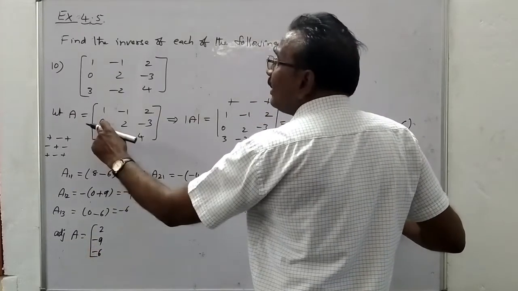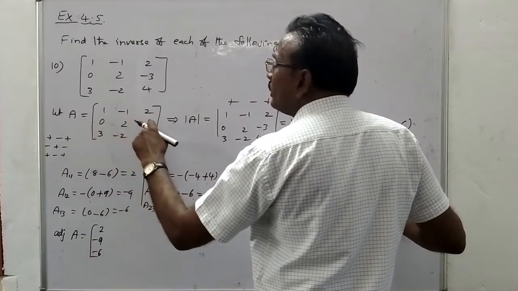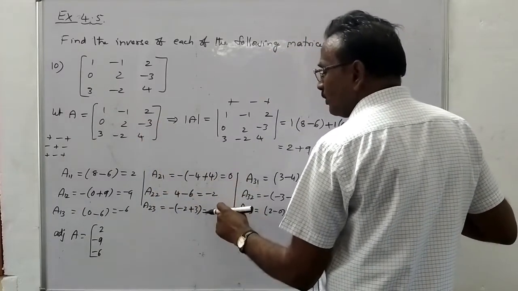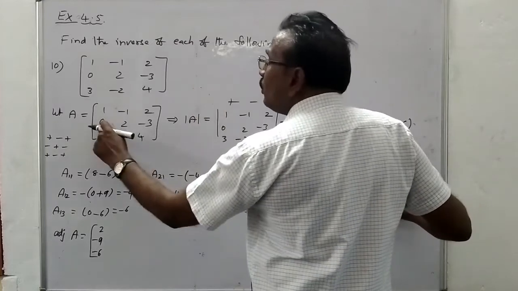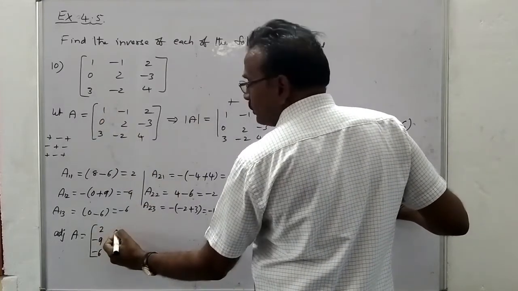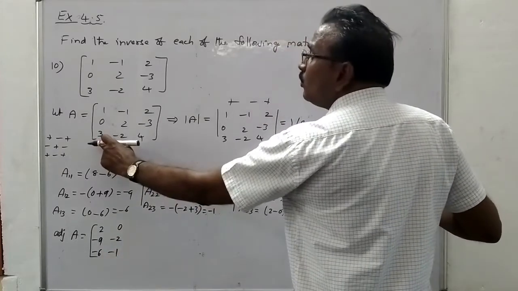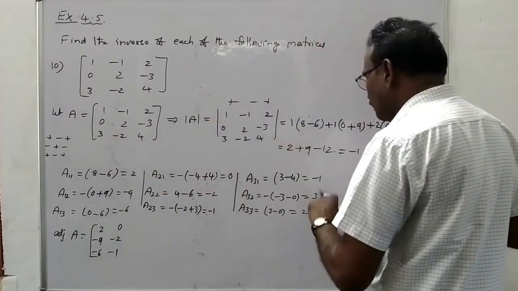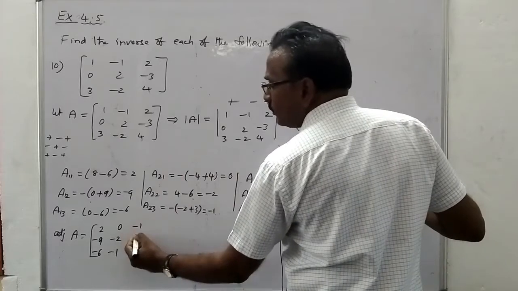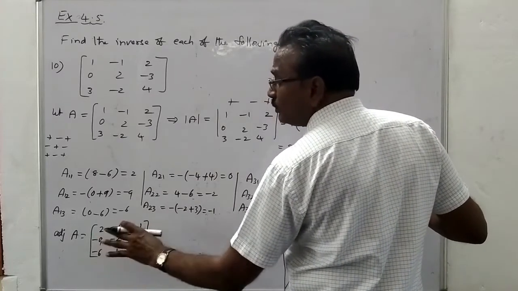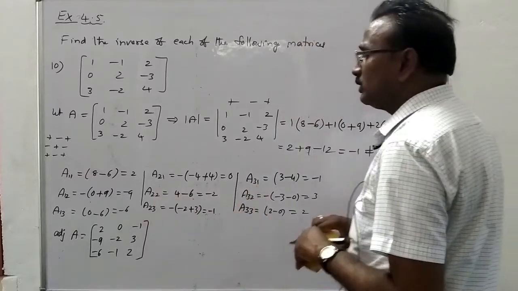Next, second row cofactors a21, a22, a23 capitals. So second row cofactors are 0, minus 2, minus 1. Write in the second column: 0, minus 2, minus 1. Third row cofactors write in the third column: minus 1, 3, 2. So after this there is no need to transpose. Already transposed.